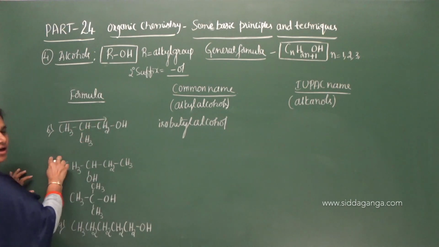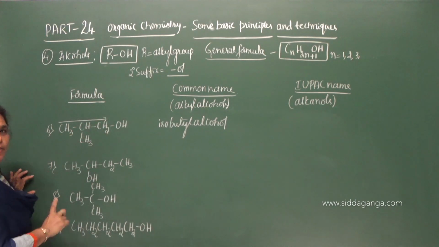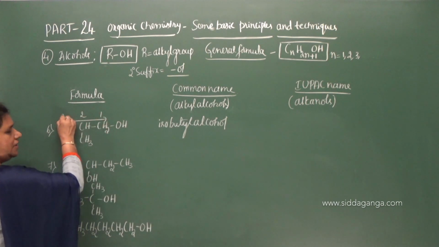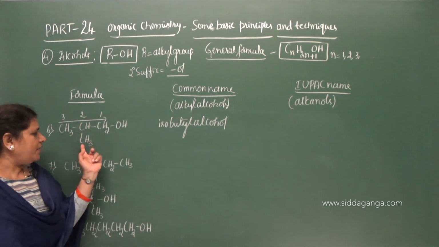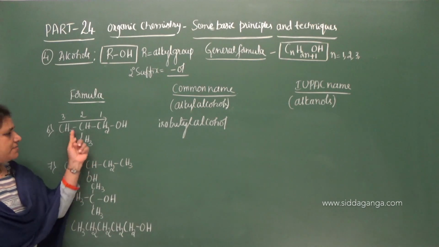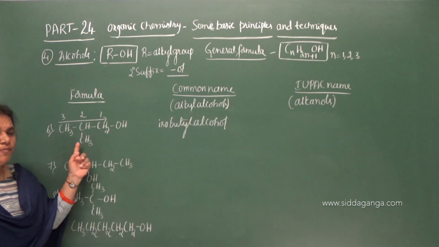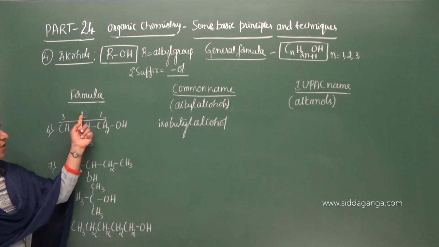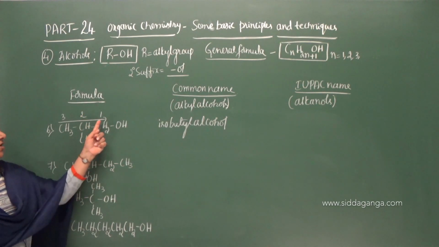Now select this carbon chain. This is the selected carbon chain containing a maximum of 3 carbon atoms. Give the locants 1, 2, 3. At the second carbon we have a prefix, that is a substituent group. What is the substituent group? Methyl group. On the second carbon we have a methyl group. Therefore 2-methyl is the prefix.